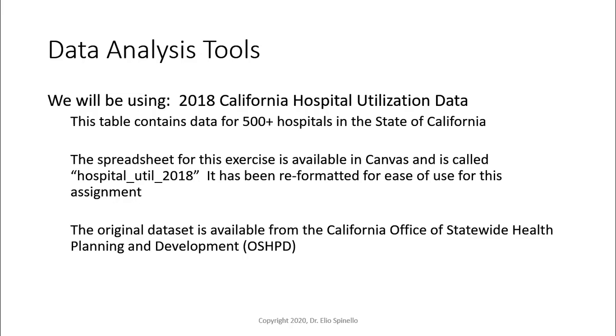Because this is an interactive online exercise, you will need to download the data set from Canvas. The name of the file is Hospital Util 2018. And it is already in Microsoft Excel format, so you should be able to open it up directly in Excel without any problems.